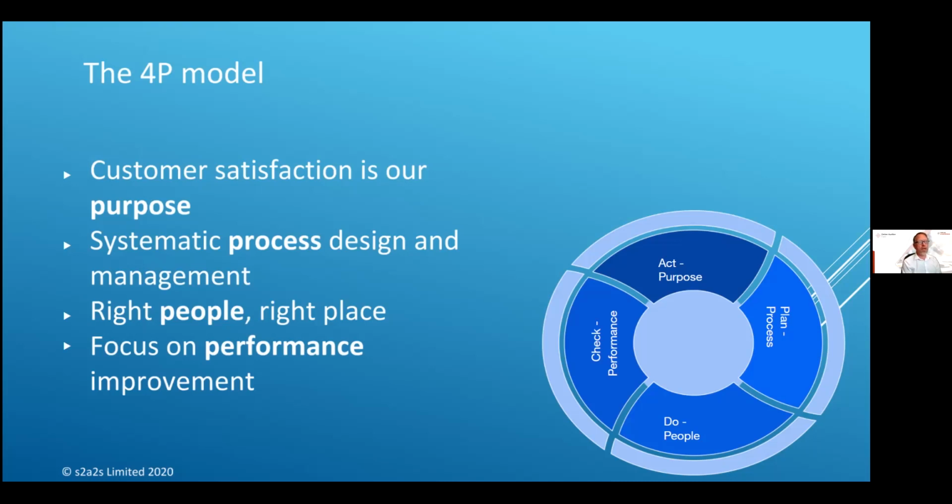And the third P is right people in the right place. So how do we ensure our people are competent? How do we ensure they're aware? And how do we ensure that we communicate with them the purpose and the processes that we expect them to operate to? And the fourth P is the focus on performance improvement.